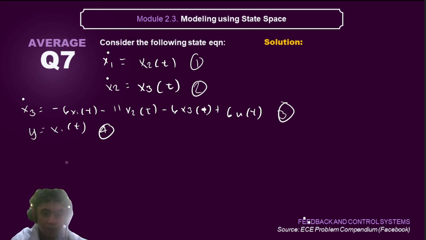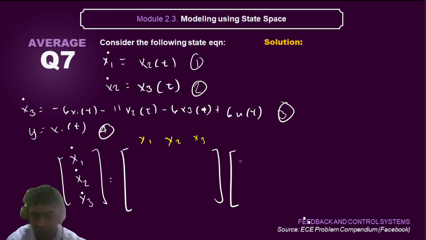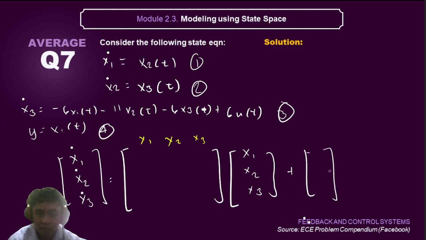So by doing so, we know that x1 dot, x2 dot, x3 dot is equal to, again, we put the markers to help us identify x1, x2, and x3. Going back to white. Here we go. Then the state matrix is multiplied by the state variables, which is x1 here, x2 here, and x3 here, added by the input, which is named y over here, y.